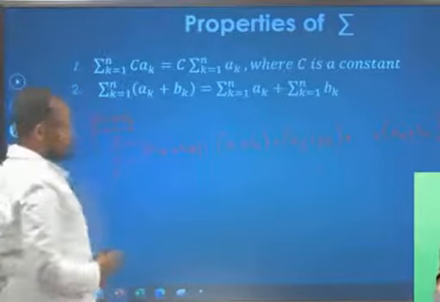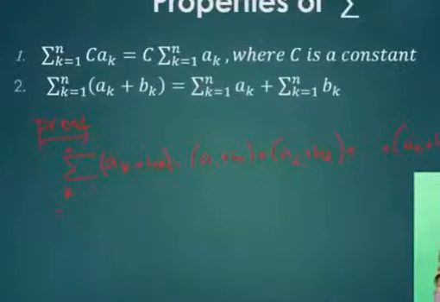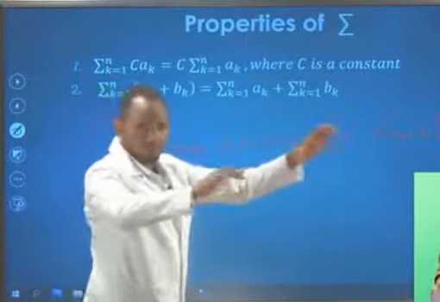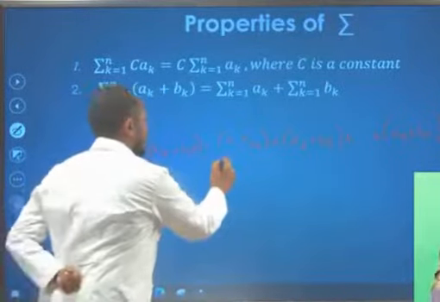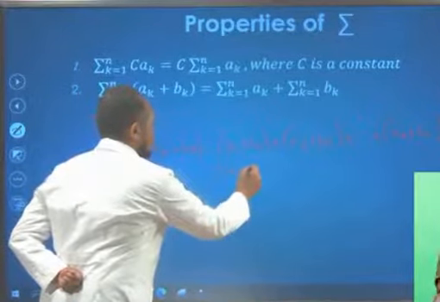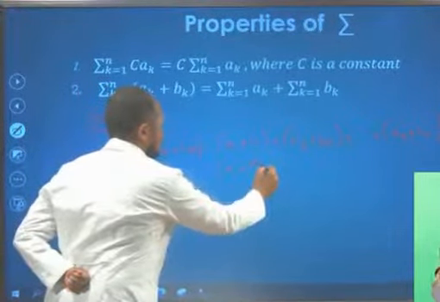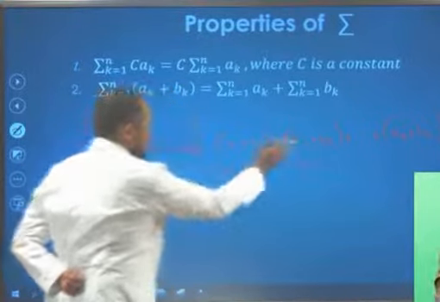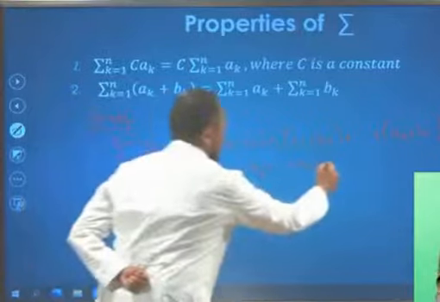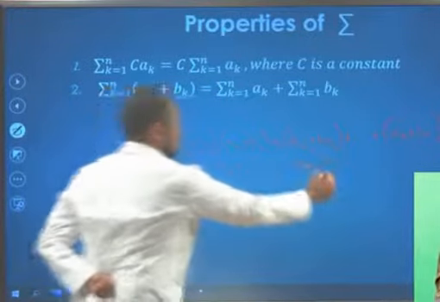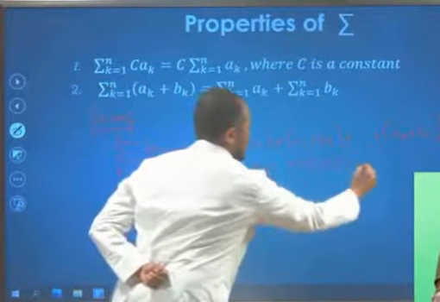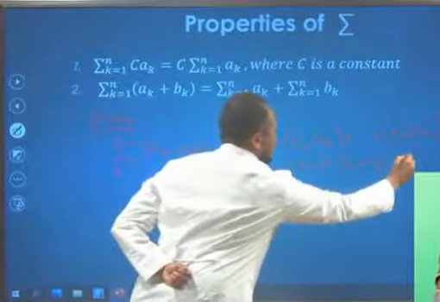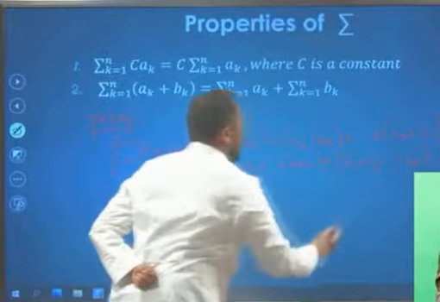So this is equal to, you can separate a_1 plus a_2 plus up to a_n, and b_1 plus b_2 up to b_n. So I can write this in this form: a_1 plus a_2 plus up to a_n, the a part, and plus the b part, which is b_1 plus b_2 plus up to b_n.